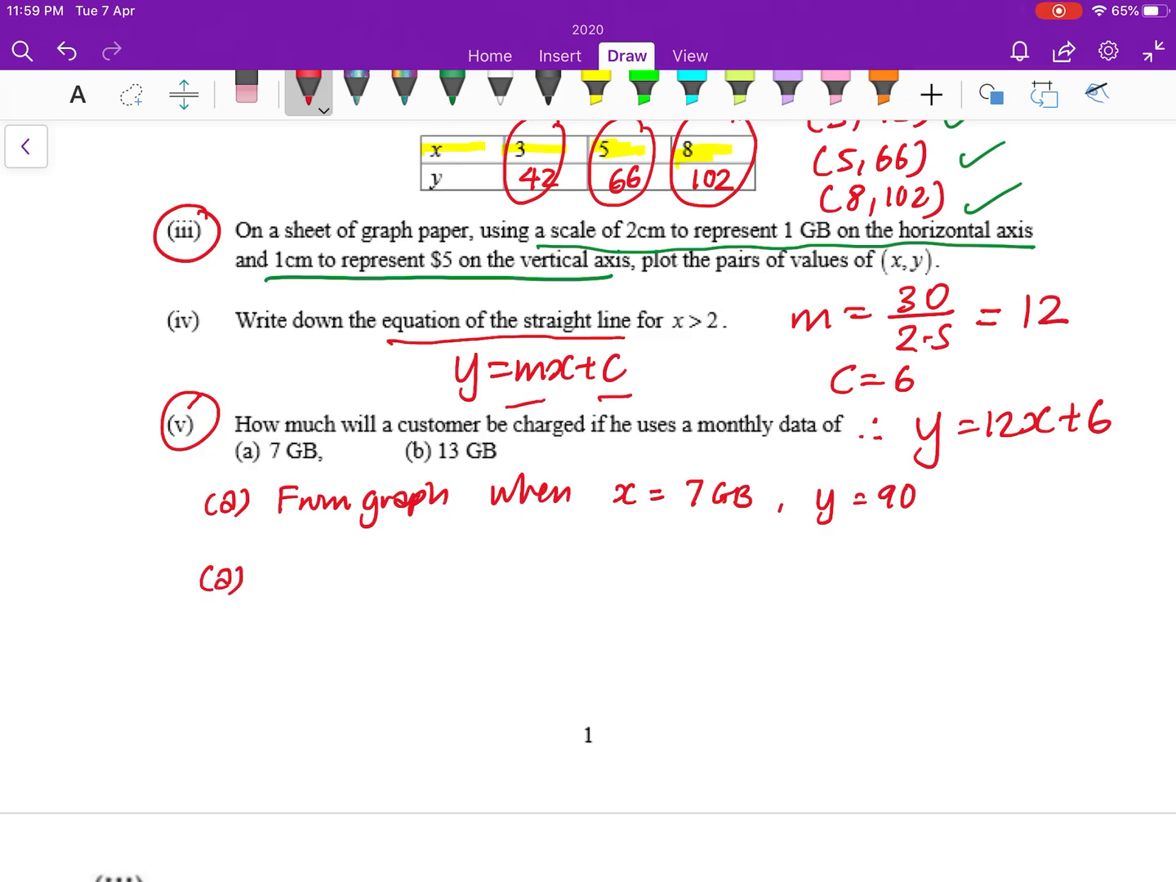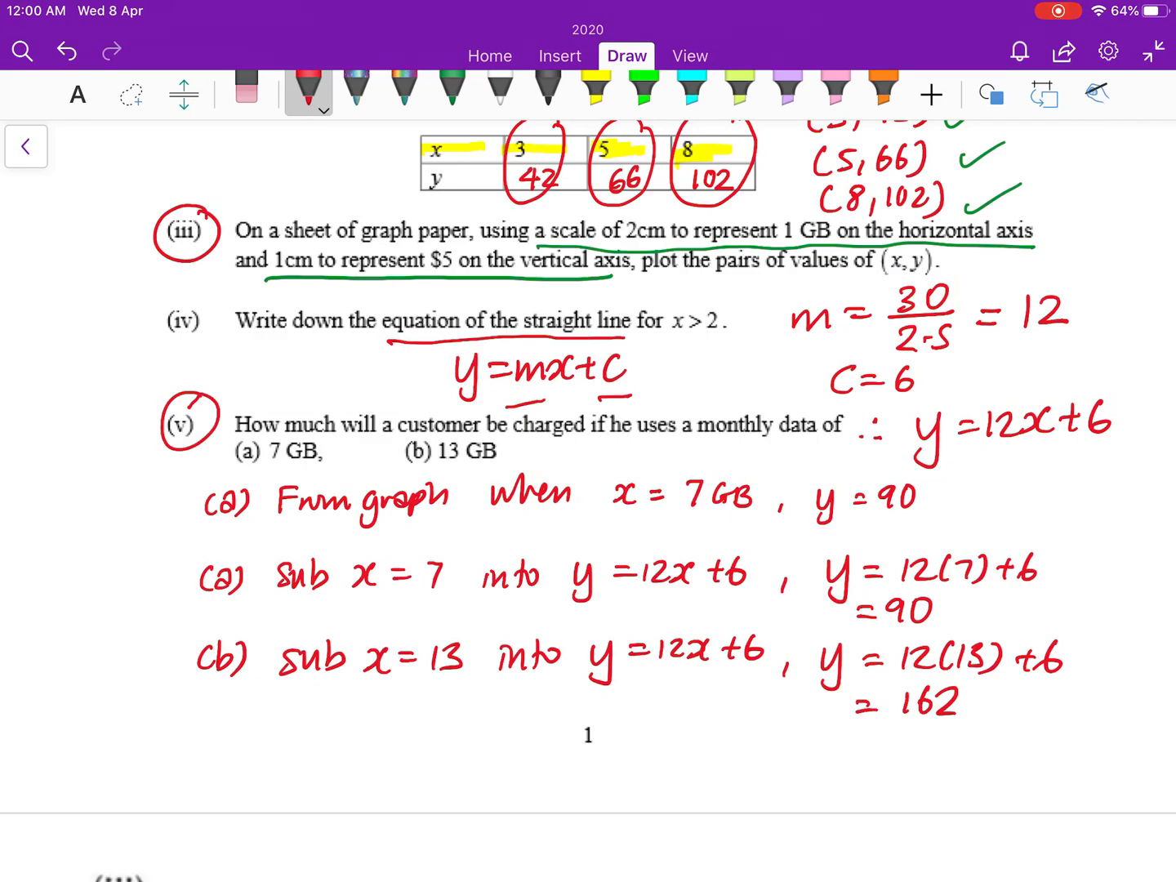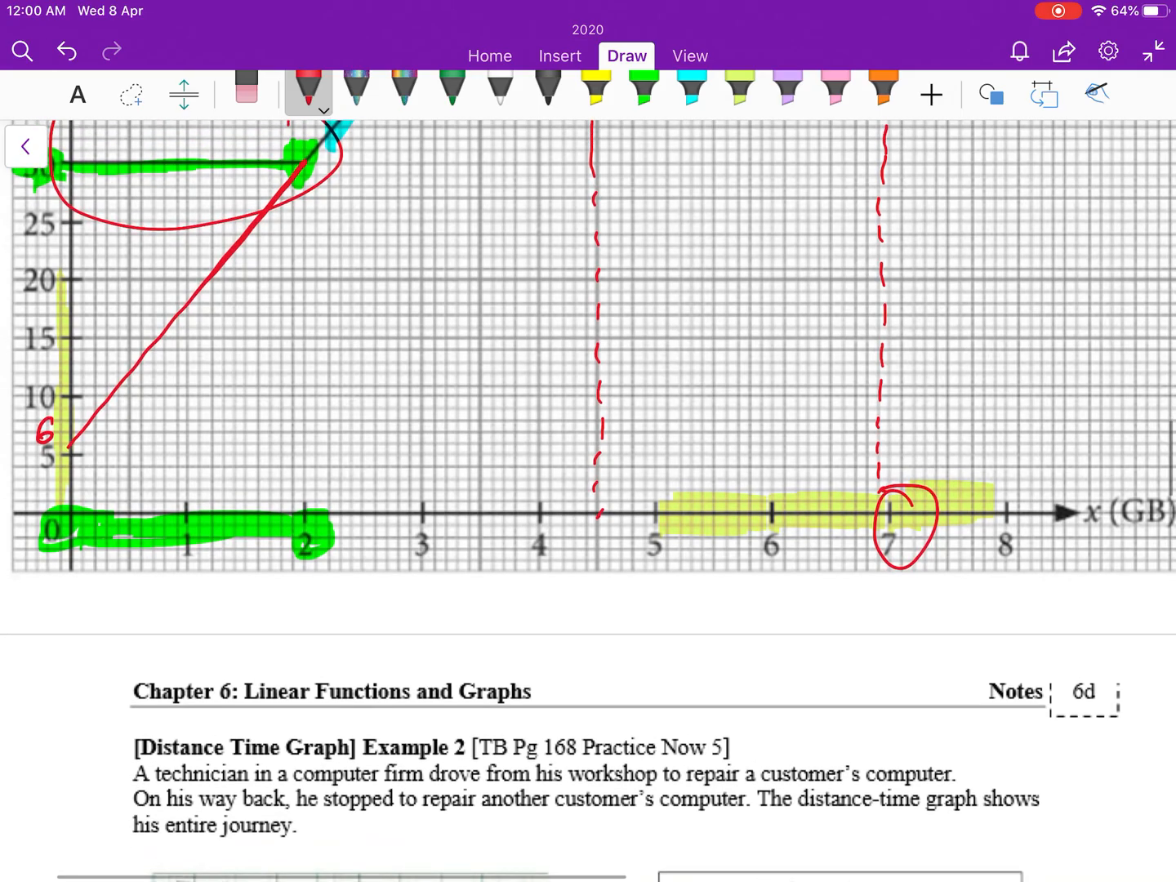Method 2. For part a, if I don't use the graph, I can use a formula. Substitute x equals 7 into y equals 12x plus 6. So y equals 12 times 7 plus 6. I get 90. Part b, substitute x equals 13 into y equals 12x plus 6. So y equals 12 times 13 plus 6. You get 162. So these are the two answers, the amount of money, so it's a dollar sign. Hope you understand this question.